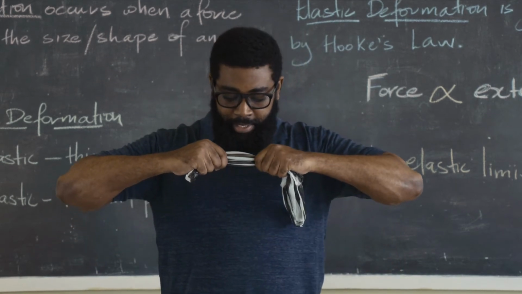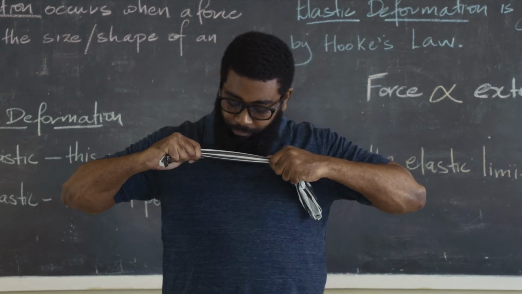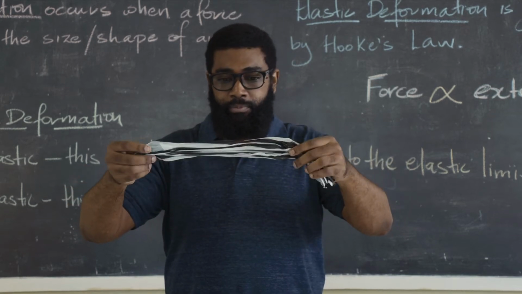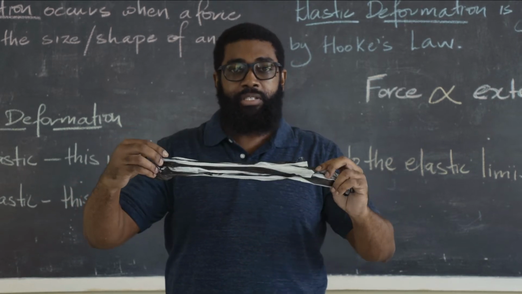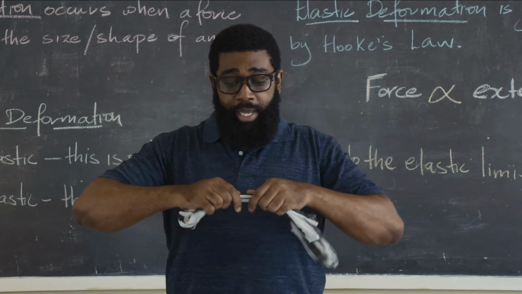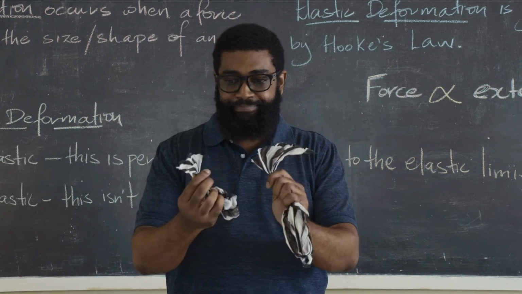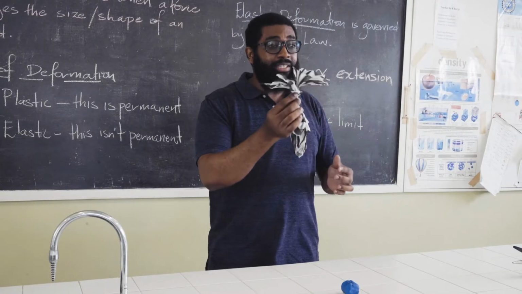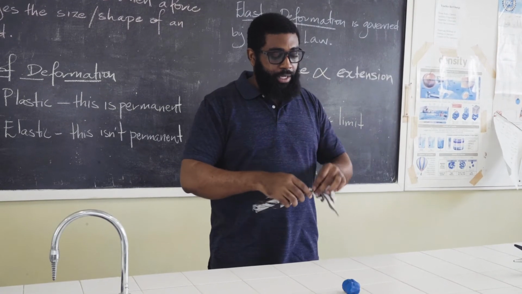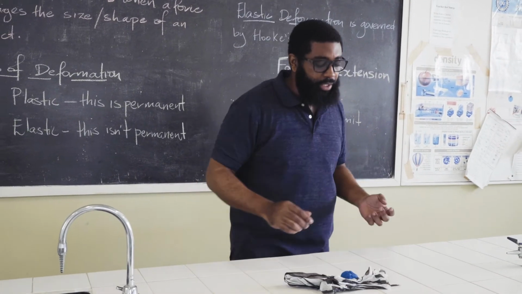If I stretch this plastic bag and I let it go, it is stretched still. It does not change shape. I can keep stretching it and it eventually does tear. This is plastic deformation. Permanent deformation it is called.